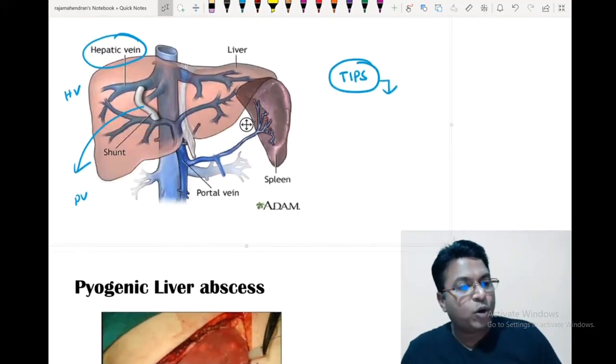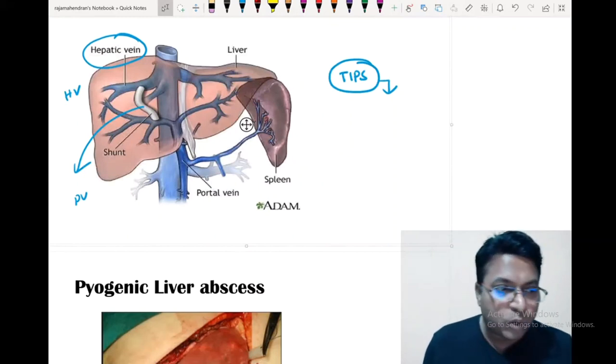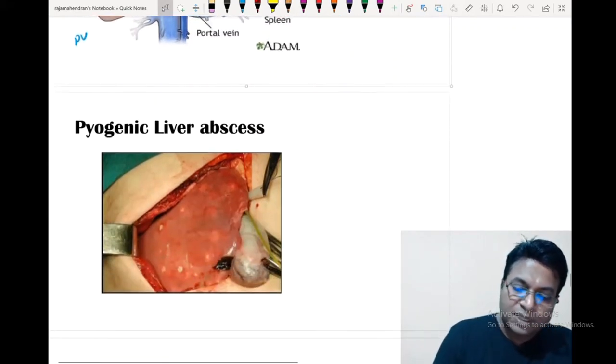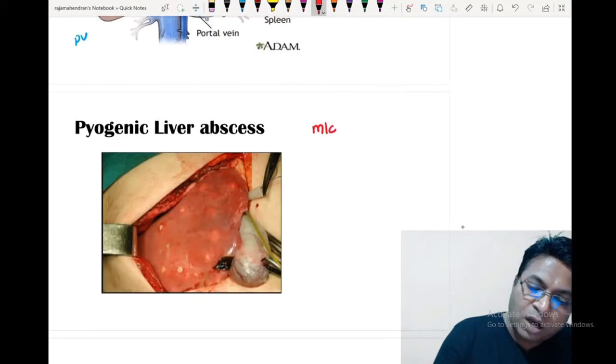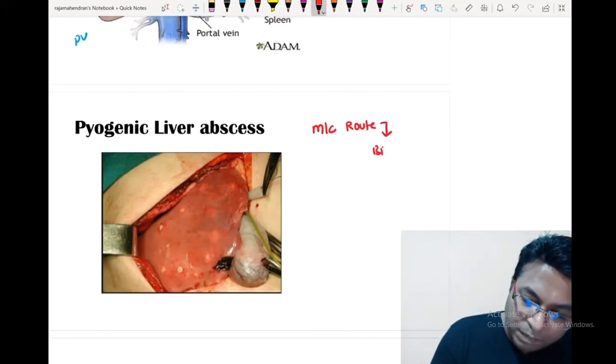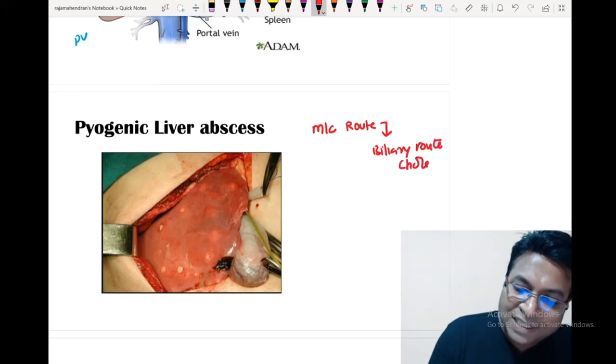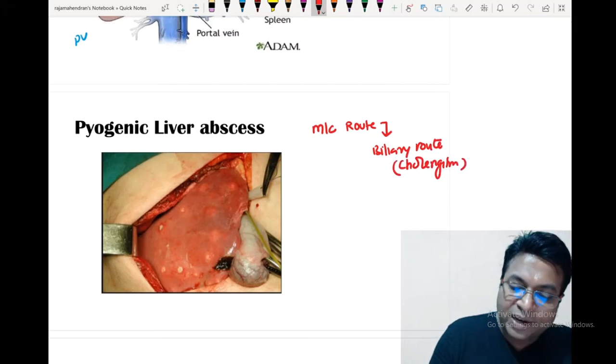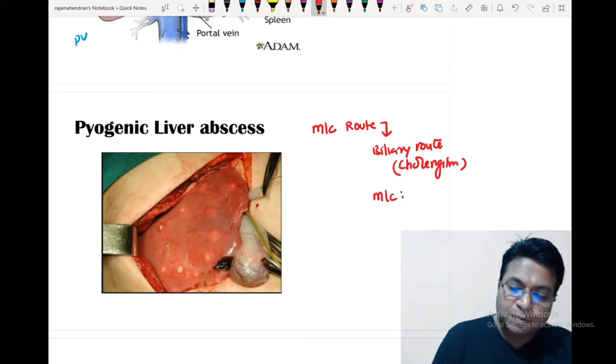Yes, it's Minnesota tube, also known as modified Sengstaken-Blakemore tube. Okay, both are the same. So this is a pyogenic abscess. The most common route of infection of the liver is through the biliary route. Please remember, the bacterial infection is mostly through the biliary route due to cholangitis, due to the bile getting infected, and the cholangitis causes this pyogenic abscess.